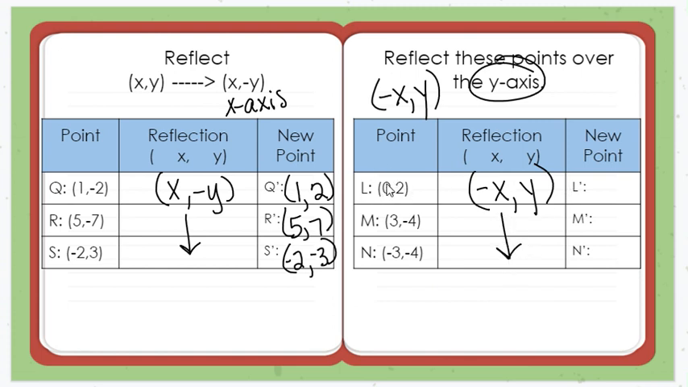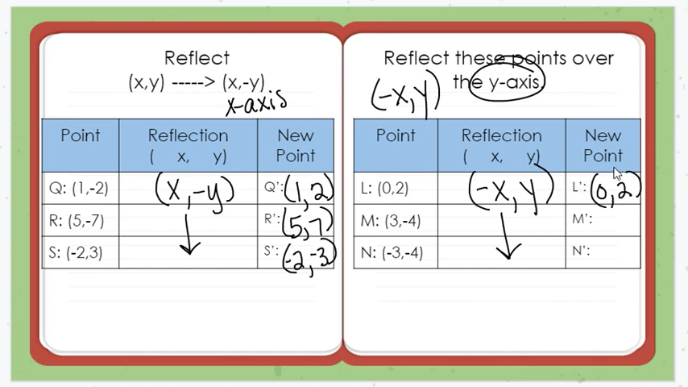All right, so 0, 2. Well, what's the opposite of 0? L is going to return to its opposite. Well, the opposite of 0 is just 0. And then 2 stays the same. The y value stays the same. So L is at 0, 2. L prime is also at 0, 2.